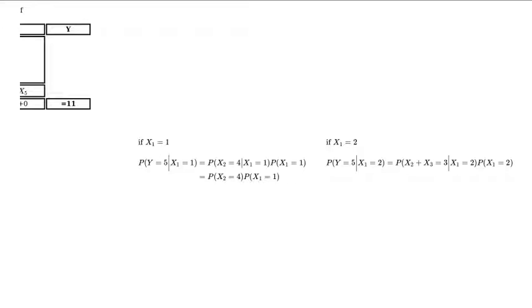Now all the rolls are independent, so the probability that X2 is equal to 4 given X1 is equal to 1 is just the probability that X2 is equal to 4. And similarly, the probability that X2 plus X3 is equal to 3 given X1 is equal to 2 is just the probability that X2 plus X3 is equal to 3. And now we can then just evaluate them.